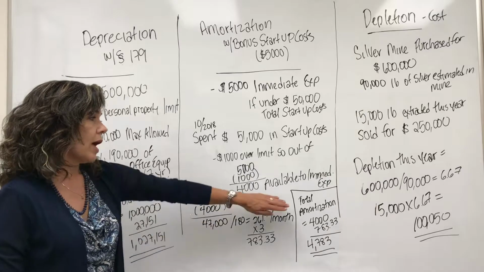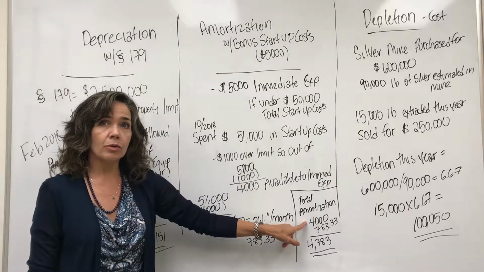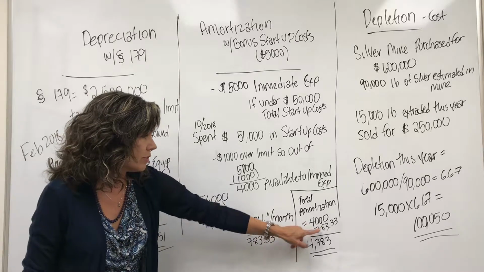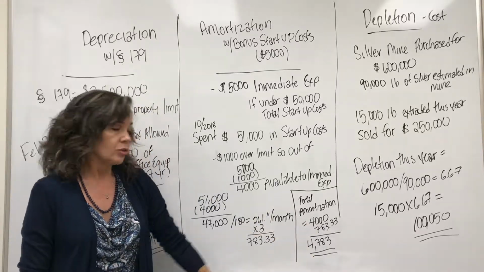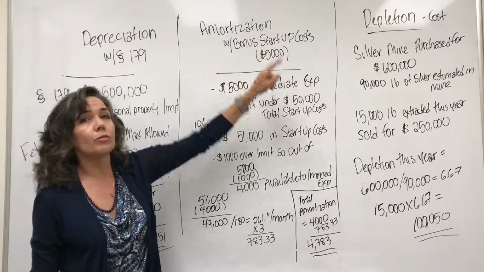So what total amortization am I allowed on my startup costs? Well, the immediate amount of $4,000 plus the $783, and I round that, so I have $4,783. Remember that bonus is only for startup costs.